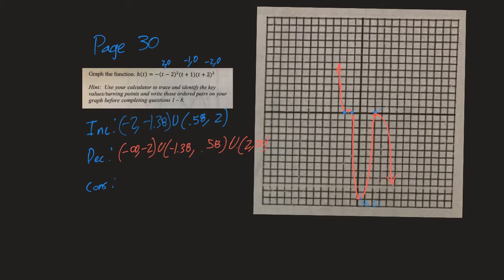Now, in between those, each of our turning points counts as a constant region, okay? So we've got constants at x equals negative 2, negative 1.38, and at 0.58, and again at positive 2, okay? So those zeros, negative 2 and 2, were both turning points. Those count as constant values. And negative 1.38 and 0.58, which were my minimums and maximums that I ran into while doing this, those were both also constants.